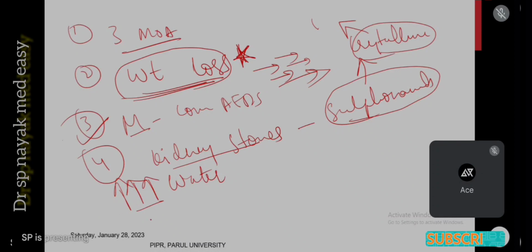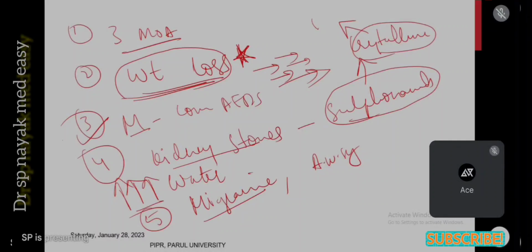And one more point: it is used in epilepsy, in generalized tonic-clonic seizures and myoclonic seizures, and it can be used in migraine as well as in alcohol withdrawal symptoms. Same like lamotrigine. So lamotrigine and topiramate are very, very important drugs.